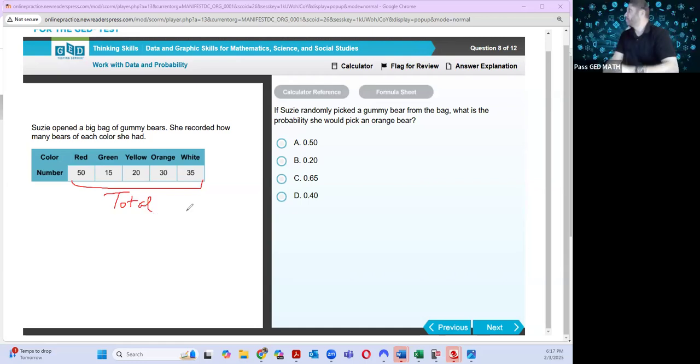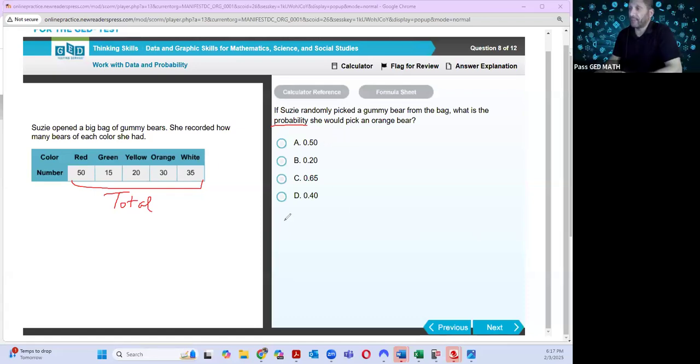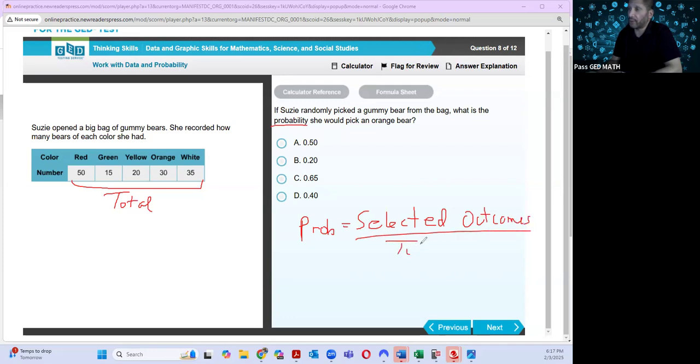Okay. So first of all, start with what is probability? What does probability mean? Possibility, the chance of something happening. In order to figure out the probability, this is the formula. This is the equation. Selected outcomes divided by total outcomes.